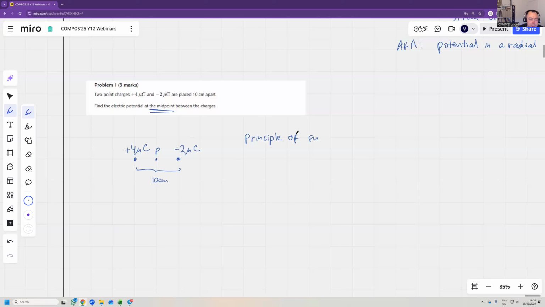Right. So, principle of superposition. Yes. There's a moment of madness. Okay. Principle of superposition says that the total electric field is the sum of individual electric fields. That's E1 plus E2 plus E3, etc.